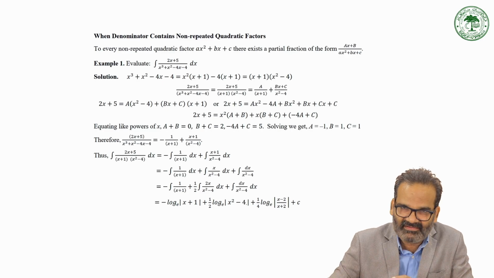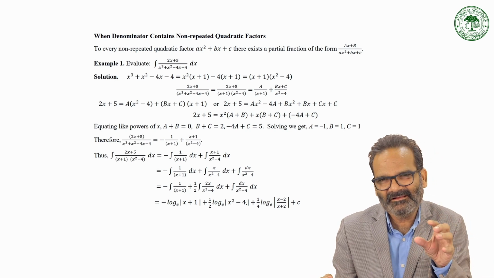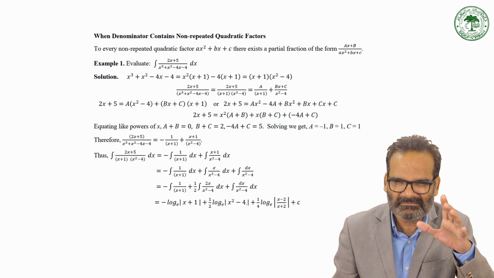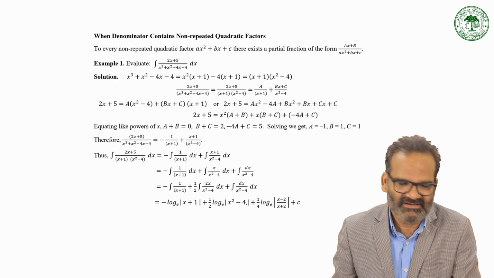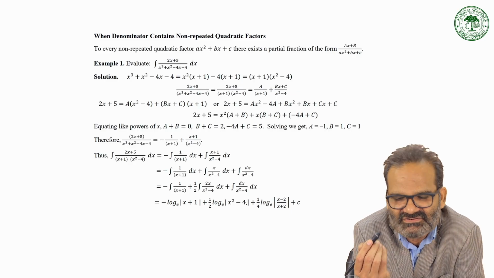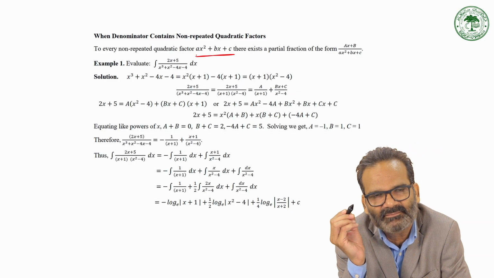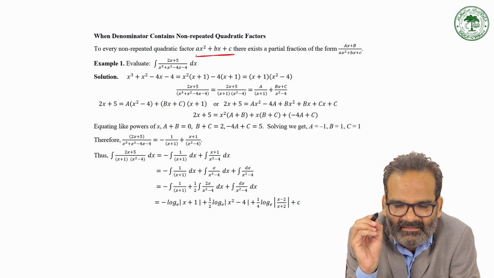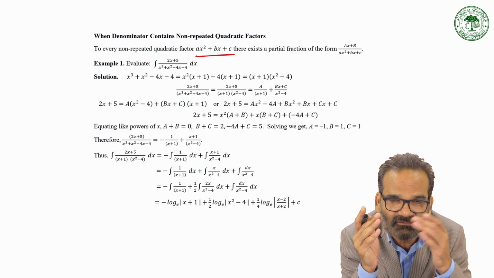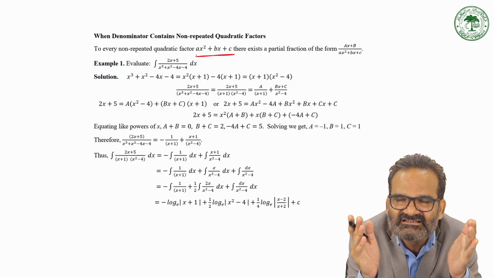non-repeated quadratic factors, right? Now this is a little bit different from the remaining two cases, although the approach is almost the same. See, quadratic means any equation in which the power of x is 2. So any quadratic equation you know is of this type: ax square plus bx plus c. Right? a, b, c are any constants. So what will happen? Case 3 is if the factors of the denominator are quadratic and distinct.